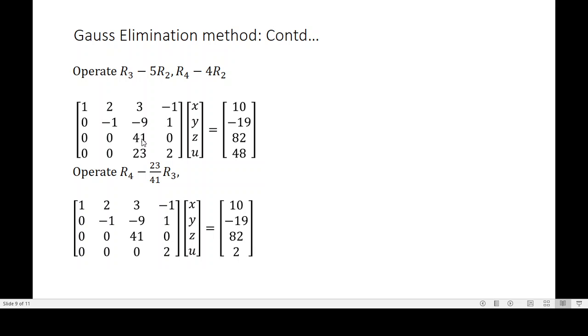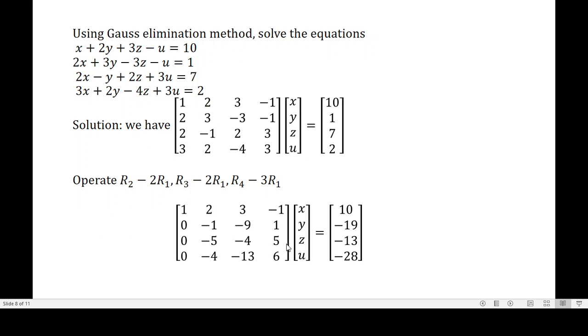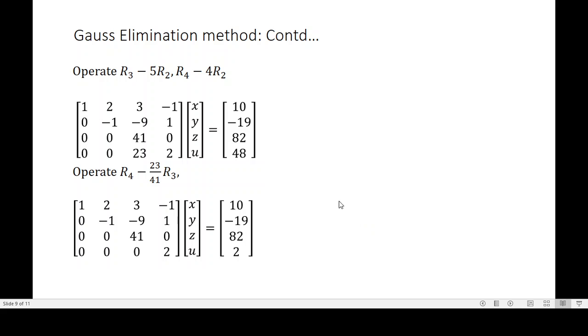Next element is 5. This is multiplied by 5. R3 minus 5R2. So 5 minus 5 is equal to 0. This element is minus 19, multiplied by 5. So R3 minus 5R2 gives 82. So R3 minus 5R2 gives 41, 0 and 82.